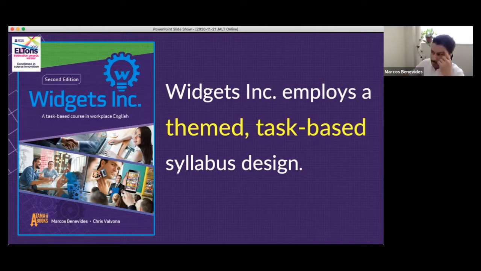So Widgets employs a themed task-based syllabus design, which is quite unlike most other books you may have seen before. It will become clear as we go through that it's a different approach to textbook writing and to syllabus design, frankly. And therefore, it might be worth your while if you're not familiar with it, even if you're not planning to use our book in particular, in fact, if you're planning to design your own task-based course.